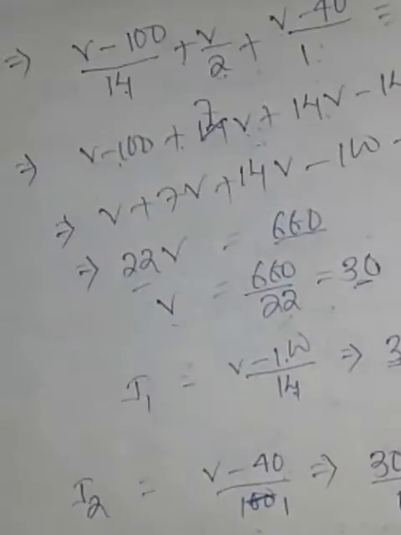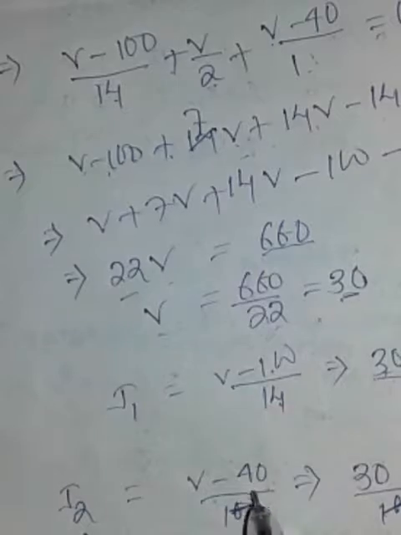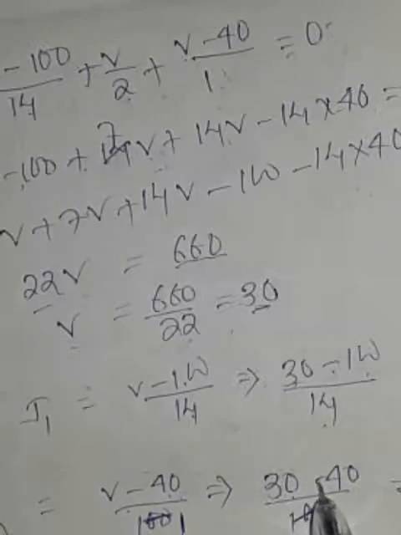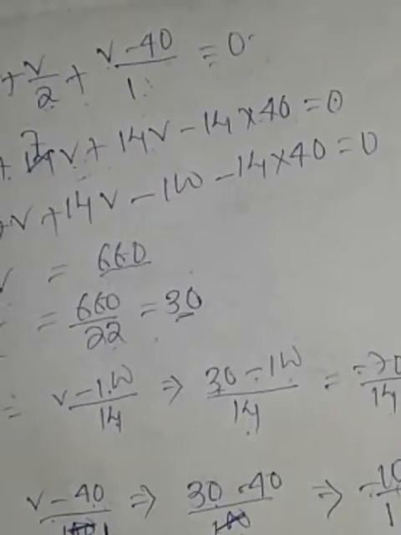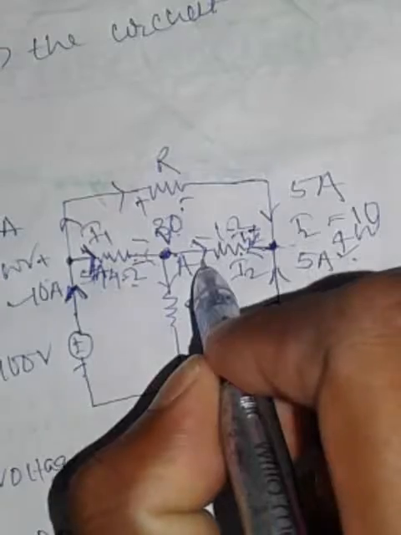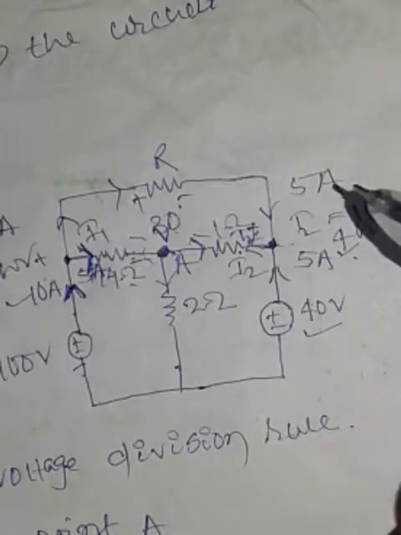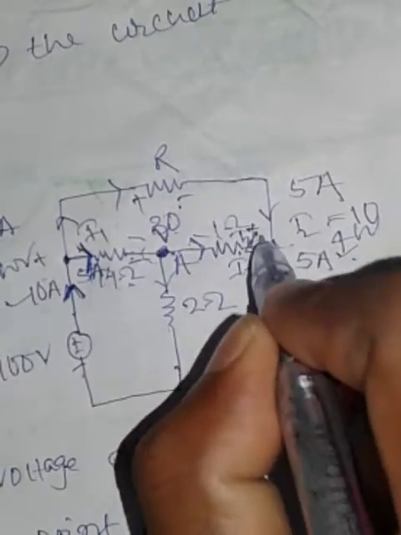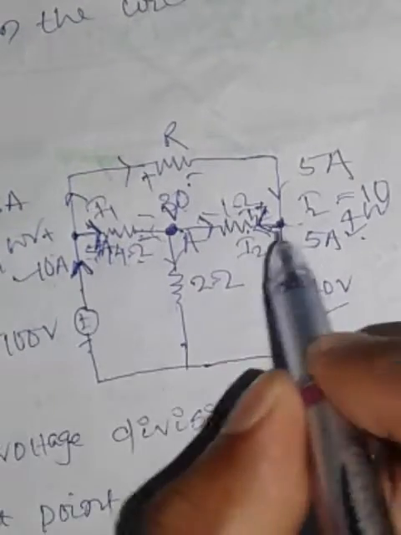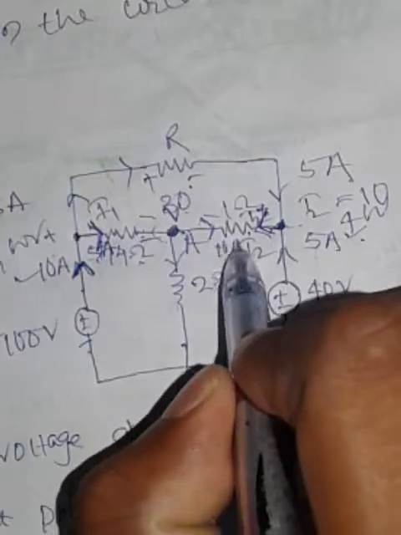Now come to the current I2. So in the current I2, (V minus 40) by 1 ohm. So (30 minus 40) by 1 ohm, so minus 10. So it is minus 10 ampere. Initially we have taken this direction, but the negative sign indicates that the current is flowing in the opposite direction. So it is flowing in this way. So the I1 current is 5 ampere and the I2 current is 10 ampere.